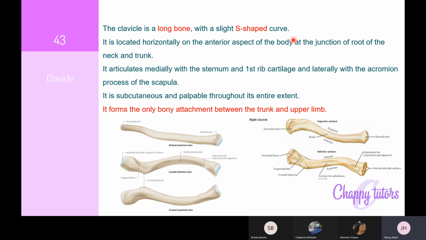It articulates, or connects or joins, right? Medially with the sternum. The sternum is commonly referred to as the breastbone, right? So this is the bone in the center of your thorax. And the clavicle articulates with the sternum and the first rib cartilage, right? It also articulates laterally with what is known as the acromion process.